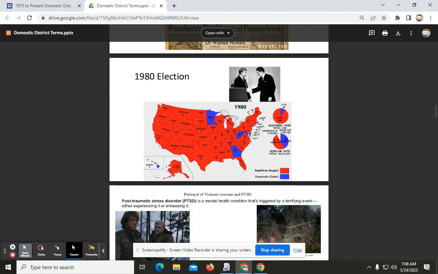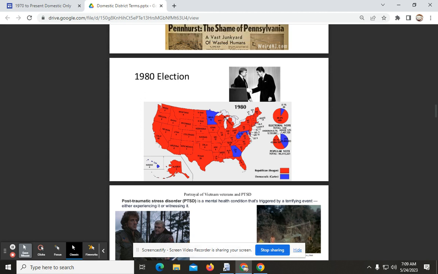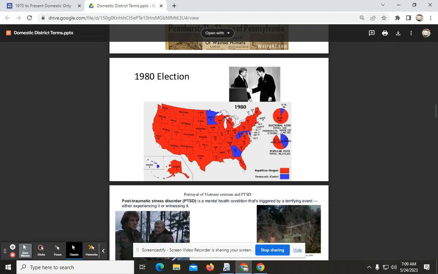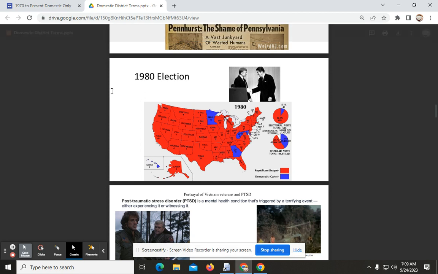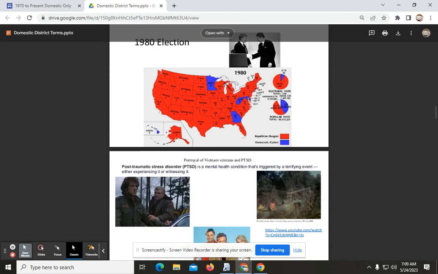In the 1980s, Reagan would become president, giving the presidency back to the Republicans, and Carter's administration was plagued with a series of issues. One, the economy: inflation, stagflation, as well as the Iran-Contra affair. And he would not win in the election, leading to the Republicans gaining control.